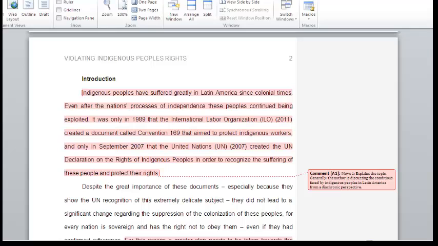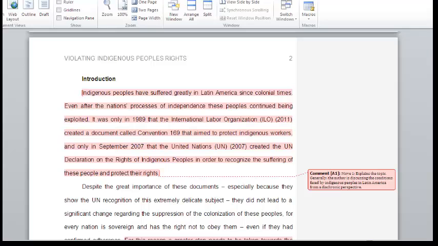So the introduction starts: Indigenous peoples have suffered greatly in Latin America since colonial times. Even after the nation's processes of independence, these peoples continued being exploited. It was only in 1989 that the International Labor Organization created a document called Convention 169 that aimed to protect indigenous workers. And only in September 2007 that the United Nations created the UN Declaration on the Rights of Indigenous Peoples in order to recognize the suffering of these peoples and protect their rights.